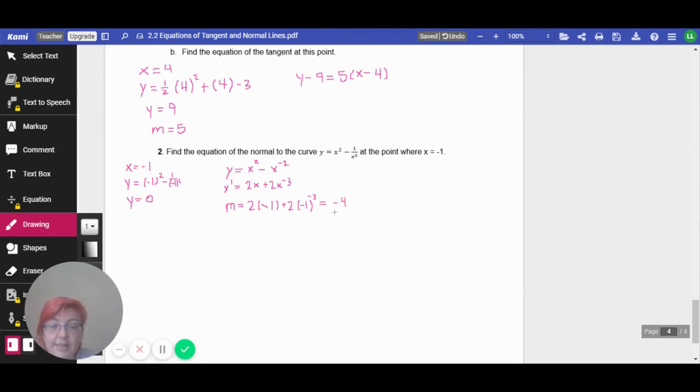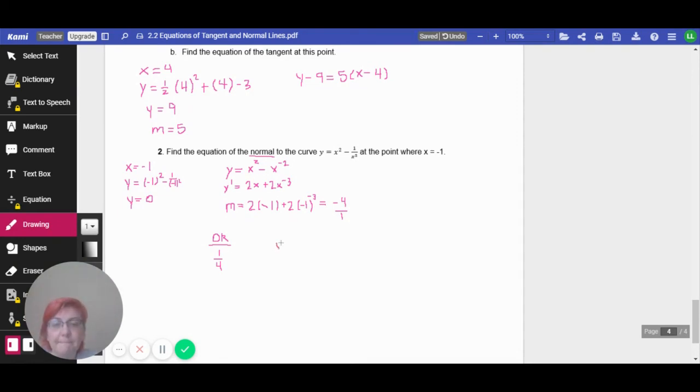And remember that I can write that as -4 over 1 to make it easier to find the opposite reciprocal because I am looking for the normal to the curve. So my opposite reciprocal, this is negative, so this will be positive. And let's swap the numerator and denominator to get 1 over 4. Okay, now let's write our equation.